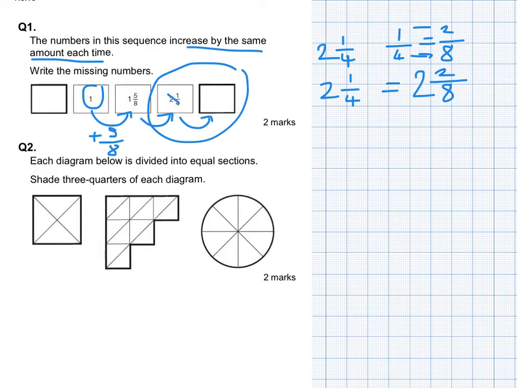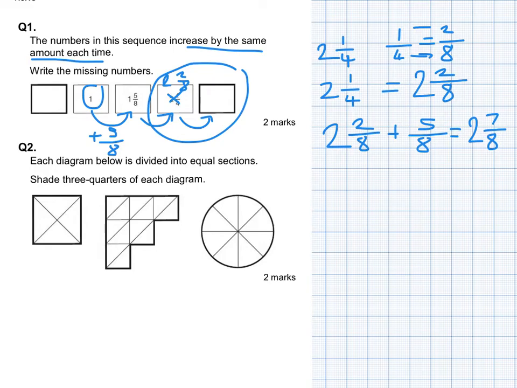Now I can write that there if I wanted to. 2 2/8 might help me. Now I've got to add 5/8 to 2 2/8. So if I look at my fractions that I've got, 2/8 and 5/8, I'm still going to be under 8/8, which is 1 whole, so I'm not going to have to change that too. So 2 2/8 add 5/8 is going to equal 2 7/8.